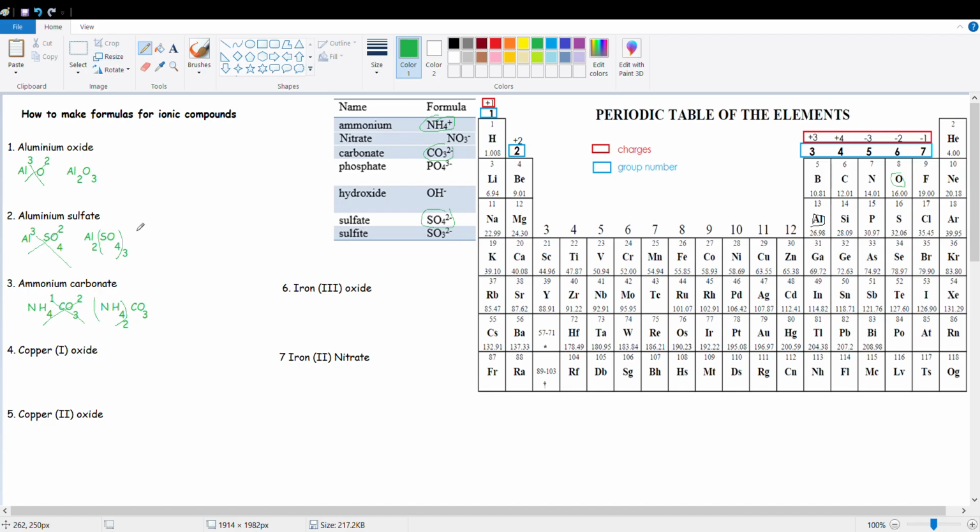So that's the way you need to work out the formulas with the polyatomic ions, and how we can separate out 2 and 4, what are numbers between there.